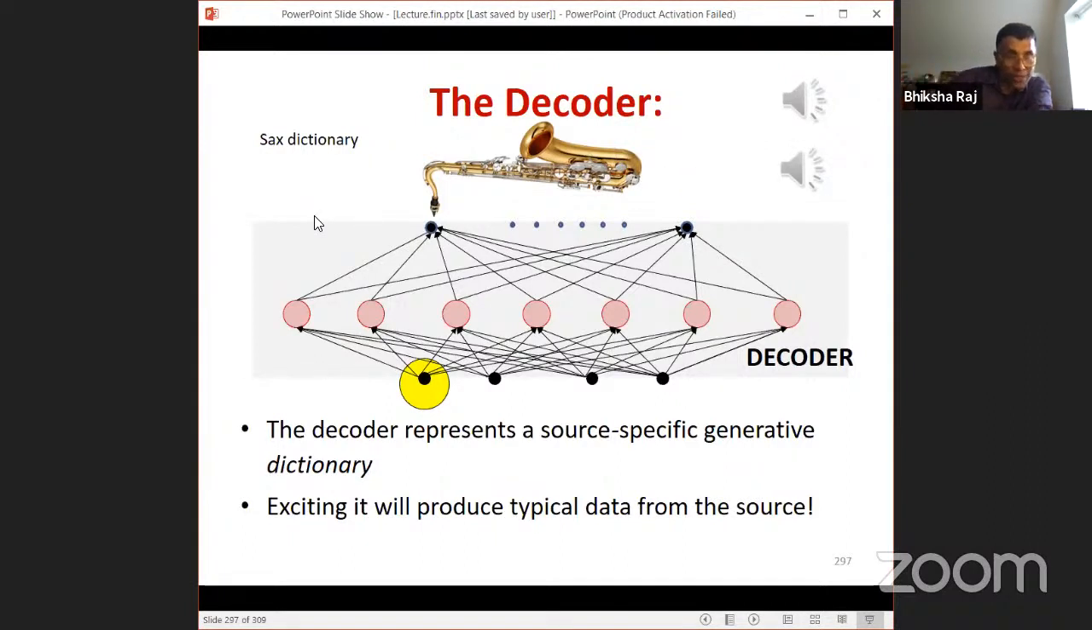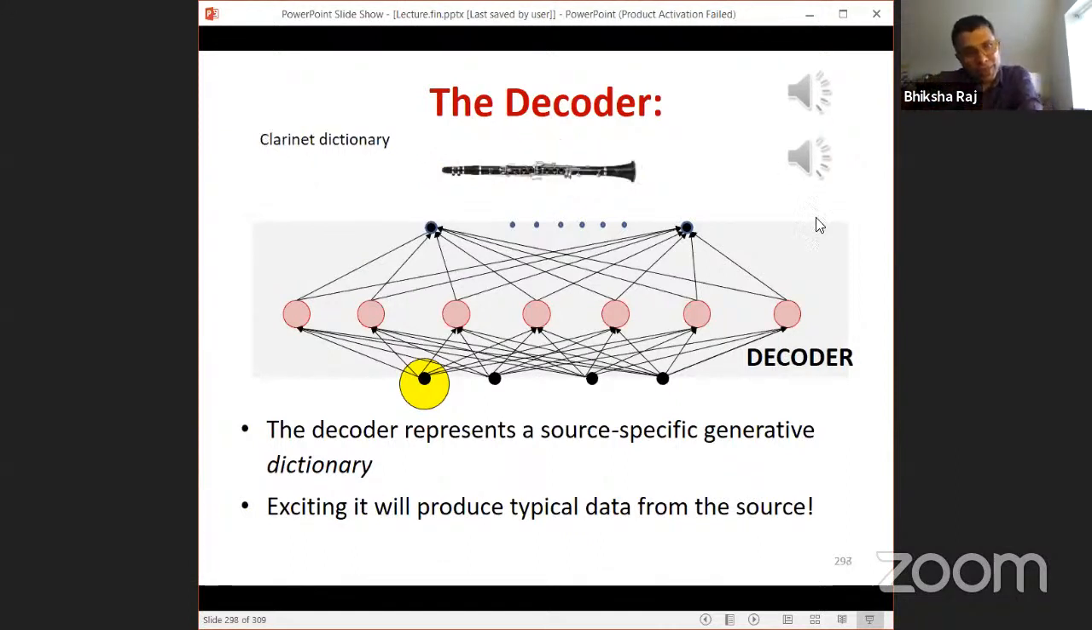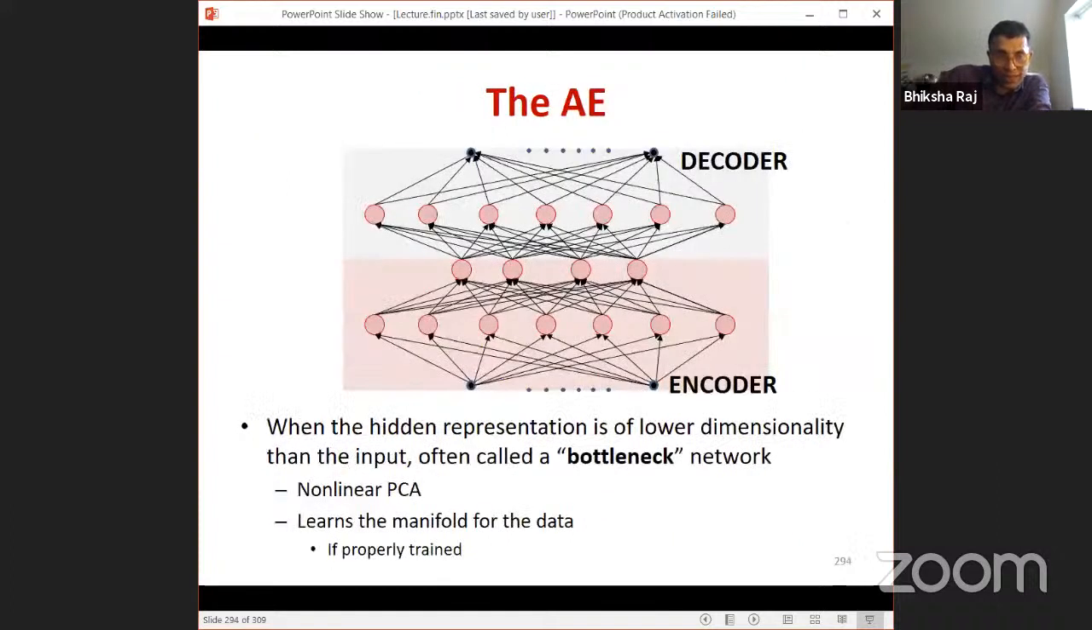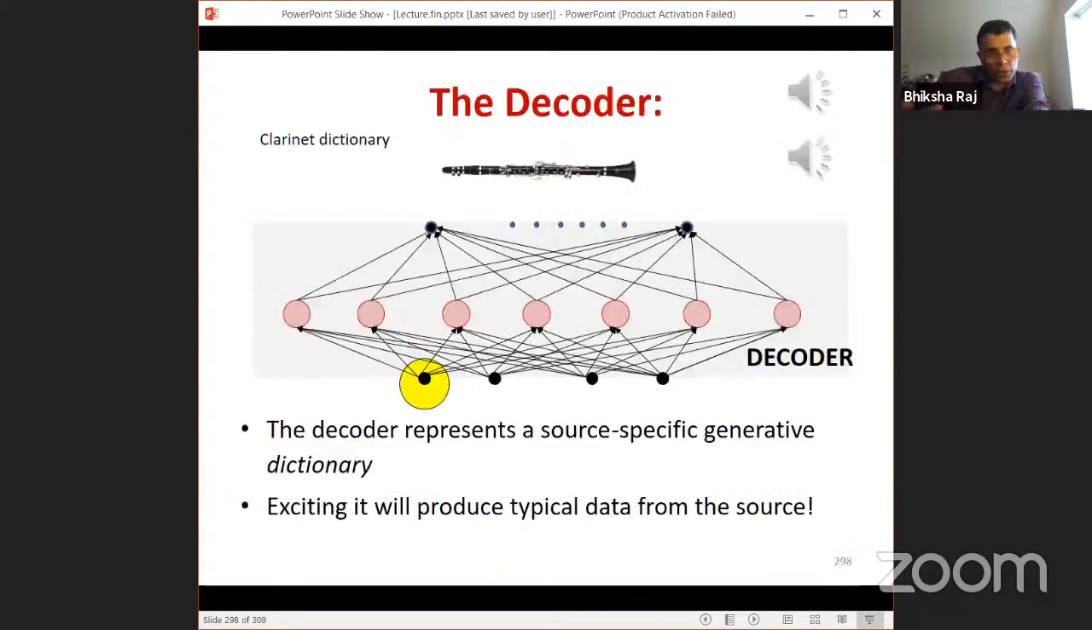It's not producing random noise. This decoder is only able to produce saxophone-like sounds. Here's another example. This one was trained on a clarinet. This decoder is only able to produce clarinet-like sounds. So in general, when you train an autoencoder of this kind, if it's trained properly, the decoder is only going to be able to produce data which are typical of the data it was trained from.